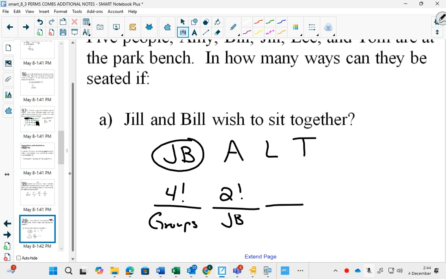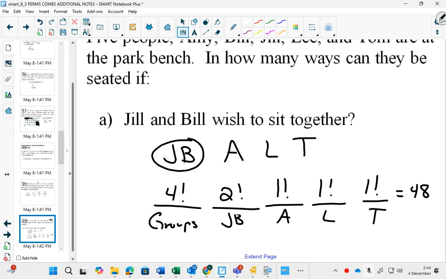And then you could do Amy, Lee. This is redundant, but so they don't feel left out. You could put 1 factorials there for those groups, even though there's just 1 in them. It's not going to matter. If we multiply this out, we're going to get 48 ways that they could sit together.